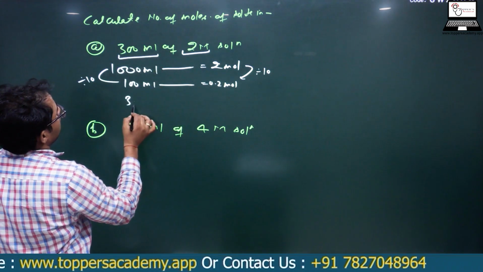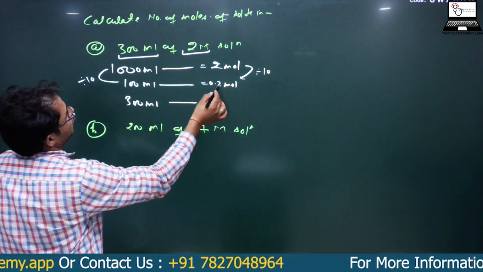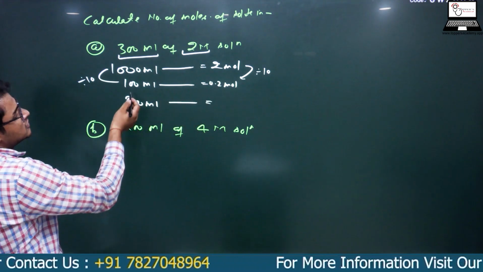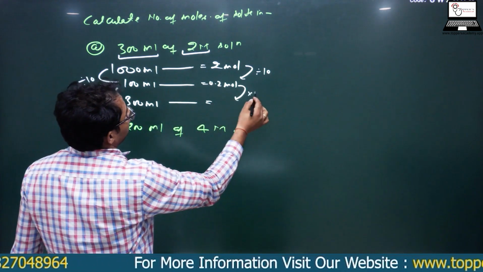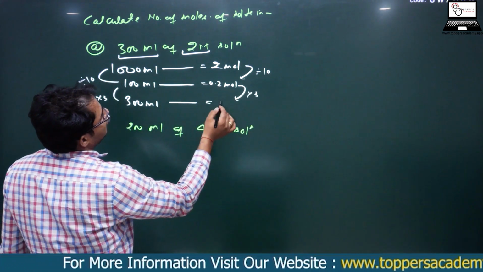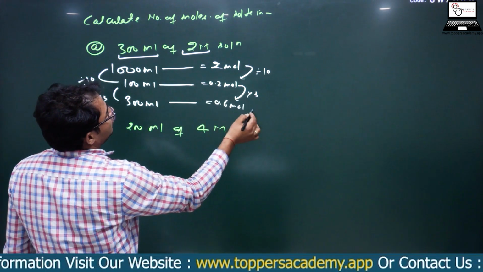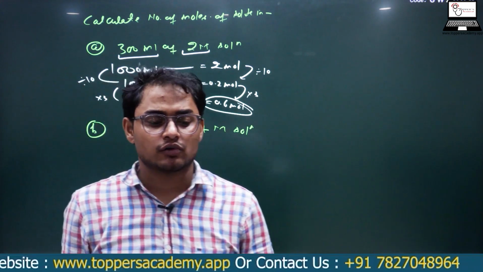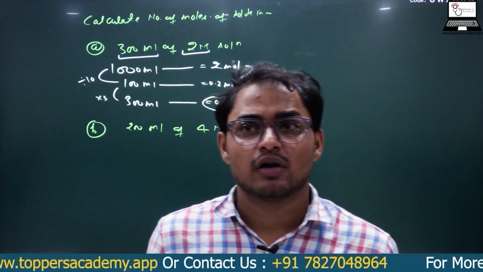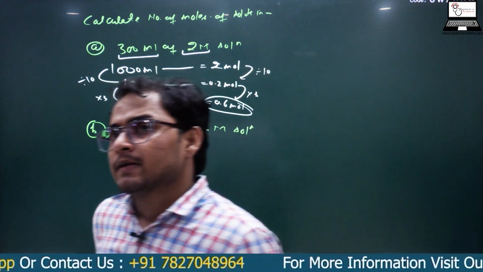300 ml. So obviously 300 ml will have, if 100 has 0.2, and now you are going to take triple the amount, that means you have multiplied by 3. So obviously here you are also going to multiply by 3. So 3 times 0.2, it will become 0.6 mole. So this will be the right answer for this question. 0.6 mole of the solute will be present in 300 ml of a solution whose molarity is 2 mole per liter. That was about that.